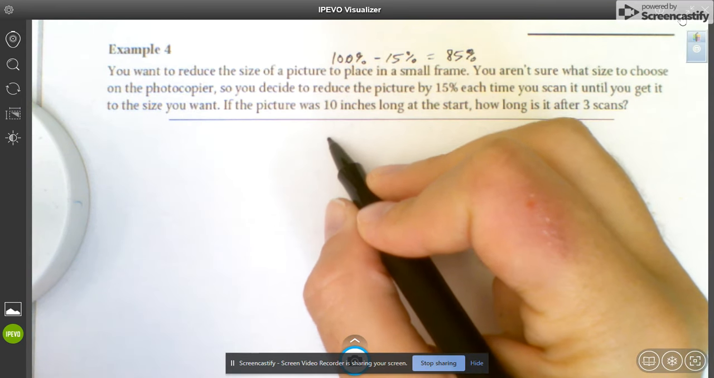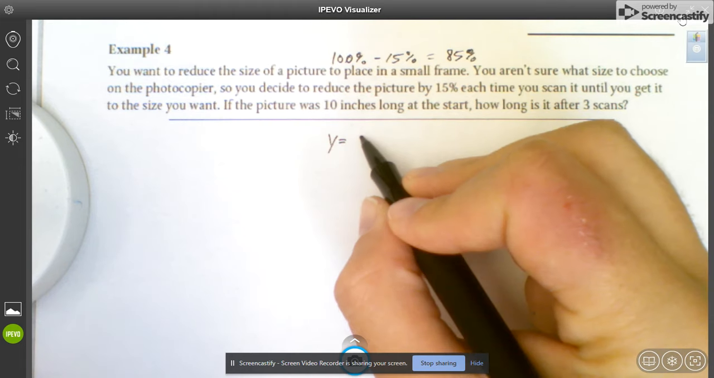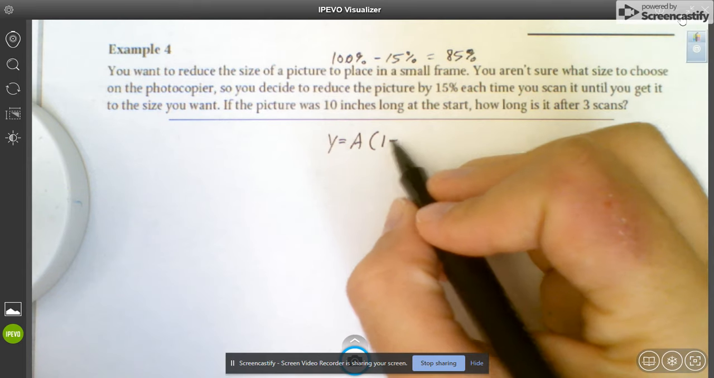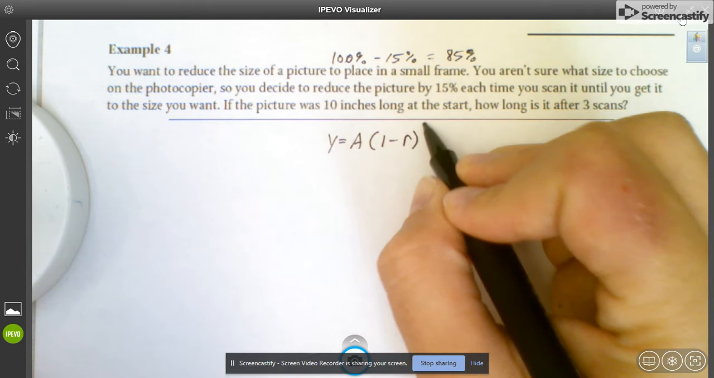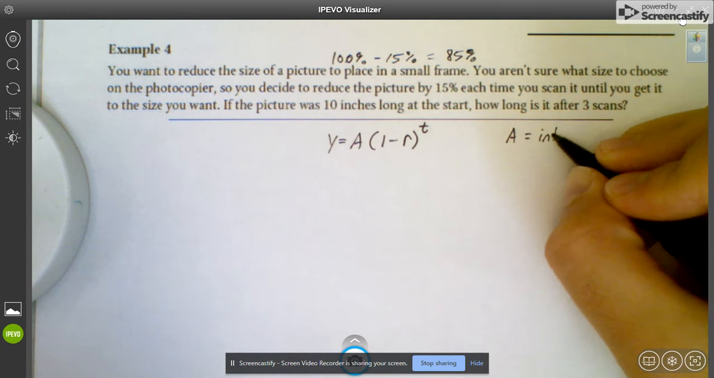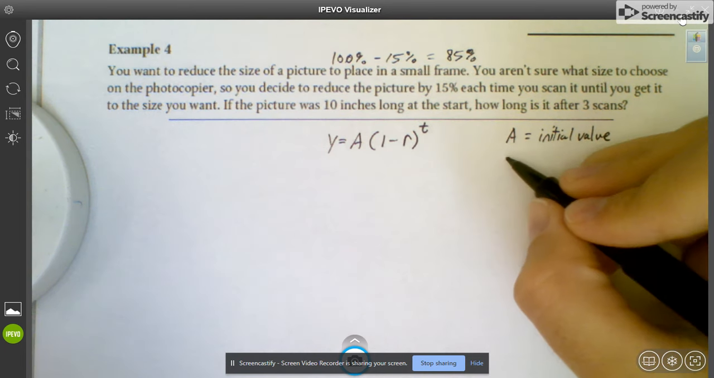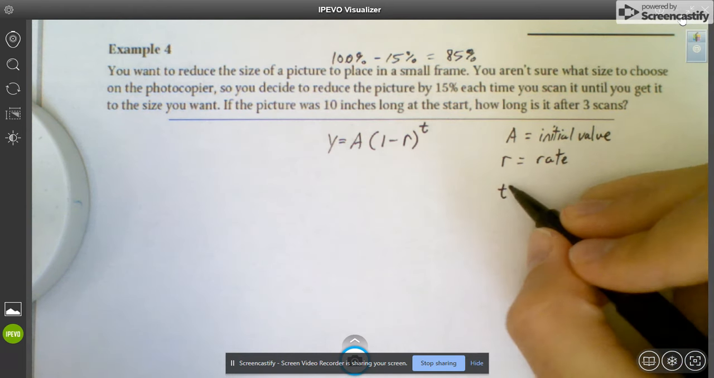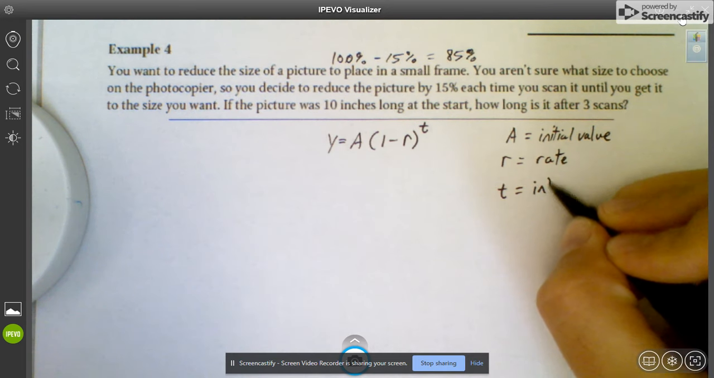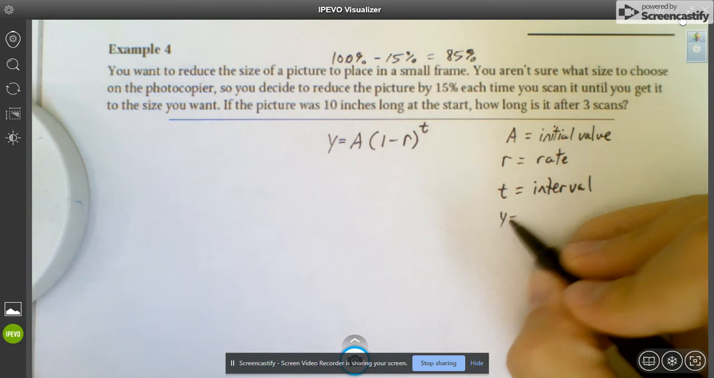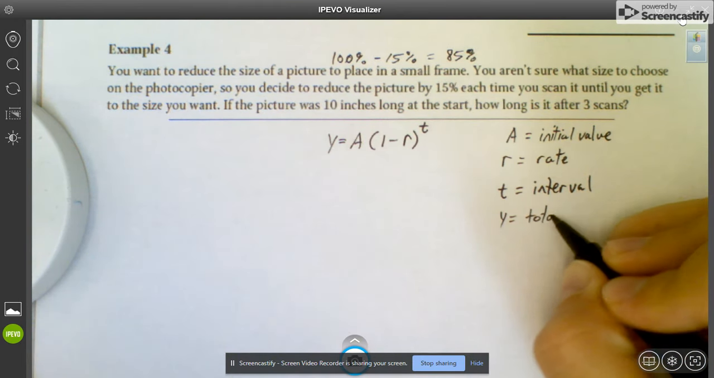And when it's decay, we use the same formula that we use for growth, but we make a very small change. Because it's getting smaller or reducing in size, we're going to do y = A(1 - r)^t. Okay, everything else is the same. A is your initial value. R is your rate that it's changing by, and t is your interval of time. I'm just going to put interval. And then of course y is the final answer or the total that you end up with.